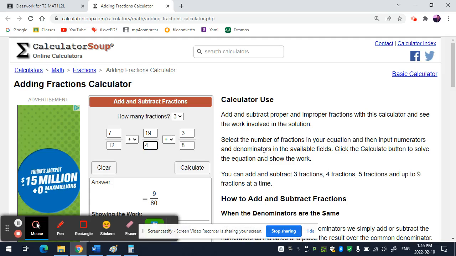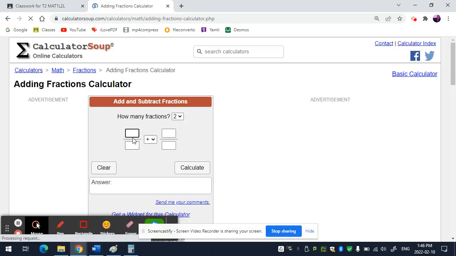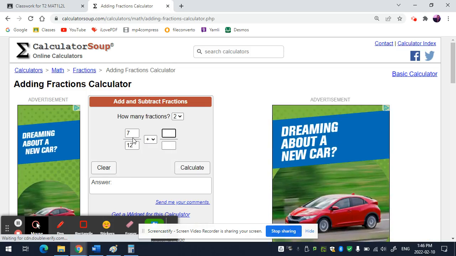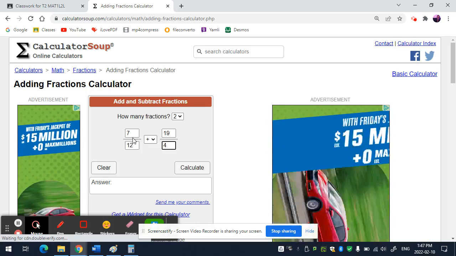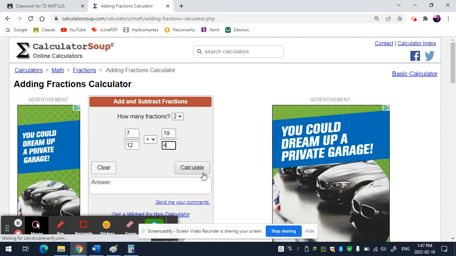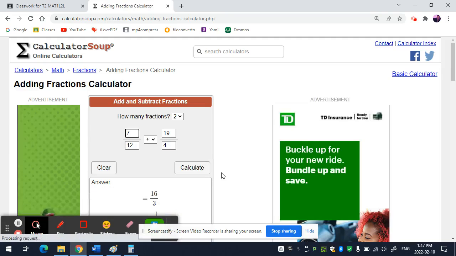How many fractions? We only have 2 fractions. So let's change this from 3. It gives you a chance to add 2 fractions, or 3, 4, 5, 6, 7, 8. Trust me, I'm not going to ask you to add more than 3. Most of the time, it's only got to be 2. So 2. 7 over 12 add 19 over 4. You just hit calculate. Look at that. It gives you the final answer: 16 over 3.